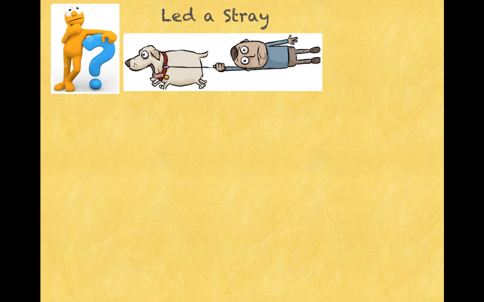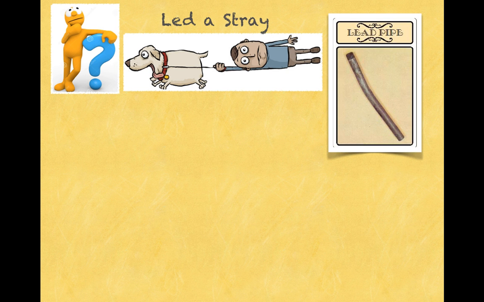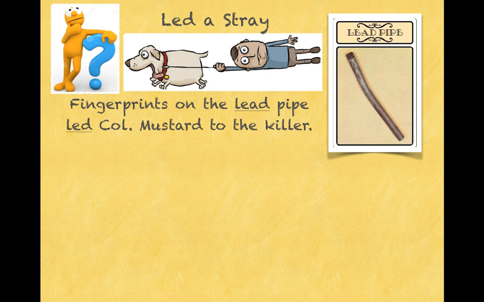The following confused words aren't as common as the ones we just reviewed, but they're still frequently used and just as confusing. I'll begin with lead and led. LEAD is a type of metal. LED is a verb. It's the past tense of lead, which is spelled the same as lead, the metal, but pronounced differently. Now that's confusing. This sentence should make things a little clearer. Fingerprints on the lead pipe led Colonel Mustard to the killer. Is anyone up for a game of Clue?